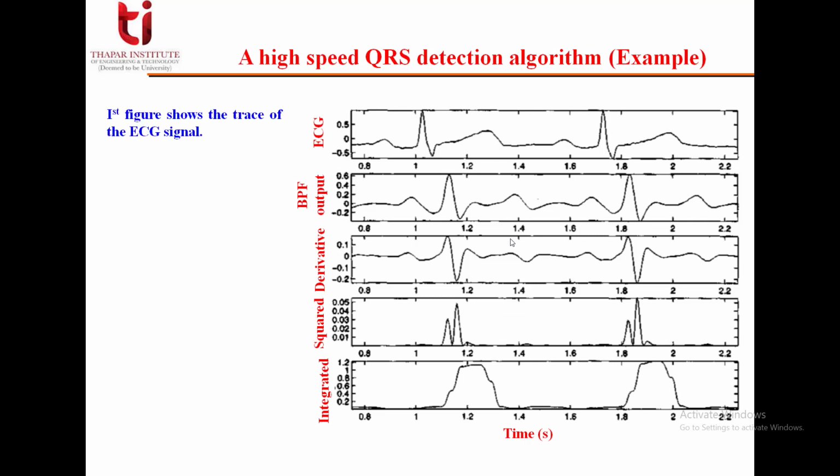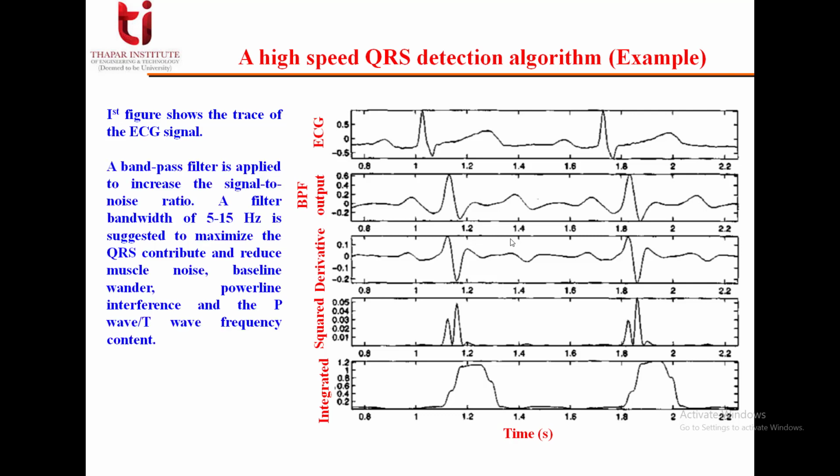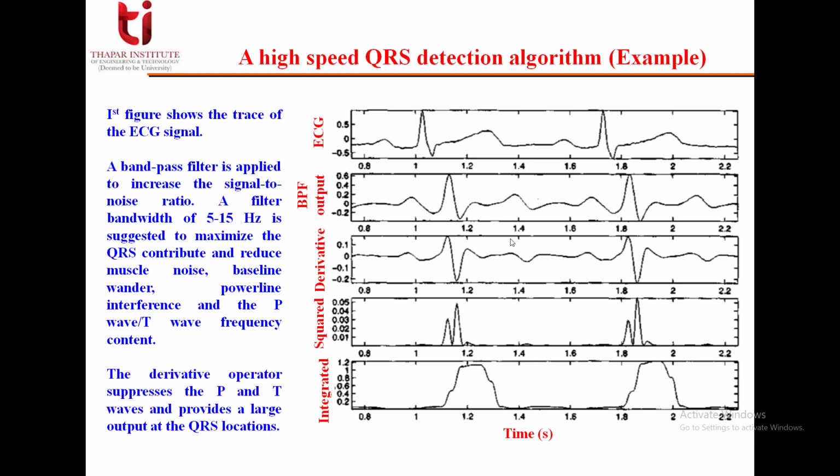In the first figure, you can see the trace of the ECG signal. Then a bandpass filter is applied to increase the signal to noise ratio, and a filter bandwidth of 5 to 15 Hz is suggested to maximize the QRS contribution and reduce the muscle noise, baseline wander, power line interference, and the P or T wave frequency content. Next you can see the derivative operator, which further suppresses the P and T waves and provides a large output at the QRS locations.